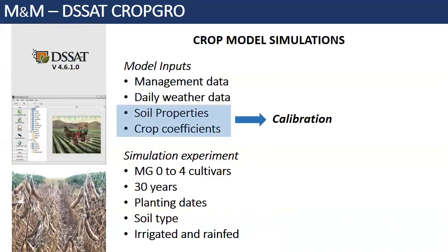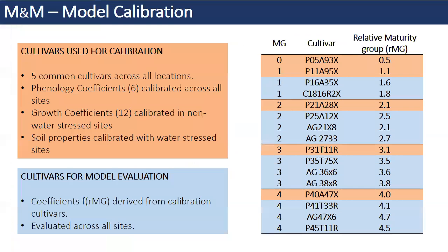After the model is calibrated, we will be able to explore different scenarios. So we propose simulation experiments using different maturity group cultivars across 30 years for many planting dates, soil types, and under irrigation and rainfed conditions. For this presentation, I will only show some preliminary results for 30 years for a single planting date, soil type, and under rainfed conditions.